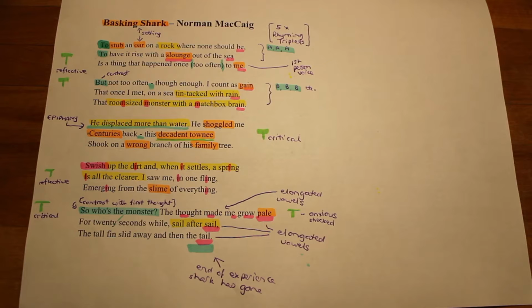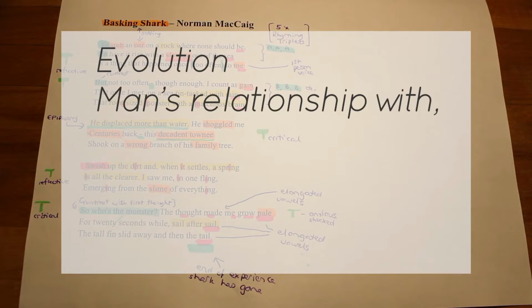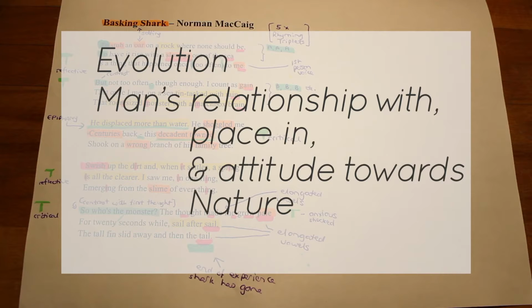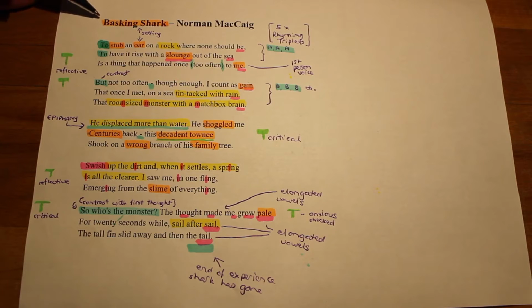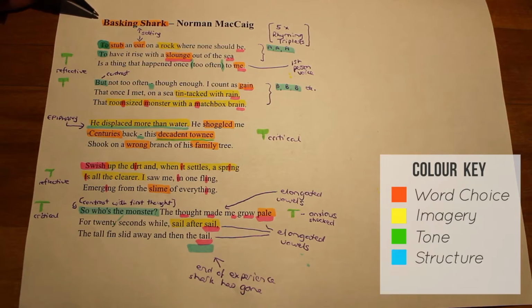Analysing poetry involves identifying and dissecting the literary techniques that the poet uses effectively to explore the theme or themes of a poem. In his poem Basking Shark, MacCaig explores evolution, man's relationship with, place in, and attitude towards nature, and isolation. The title of the poem, Basking Shark, is the only time that the creature involved in this poem is actually mentioned by name, and therefore is useful in establishing the setting and the subject of the poem.